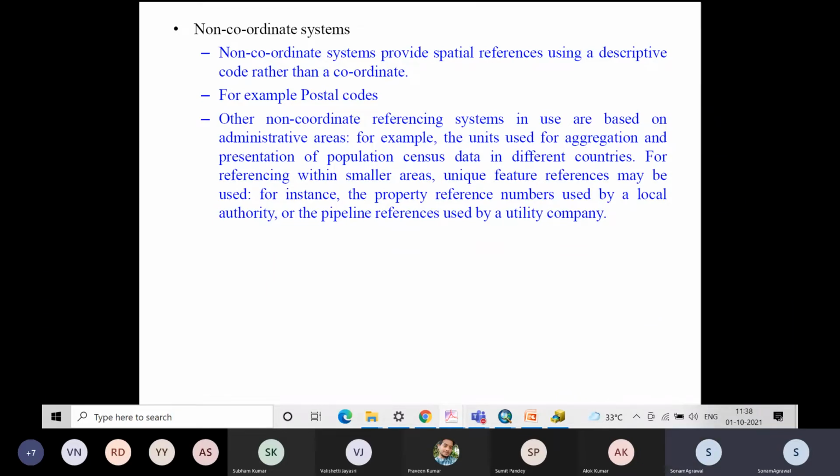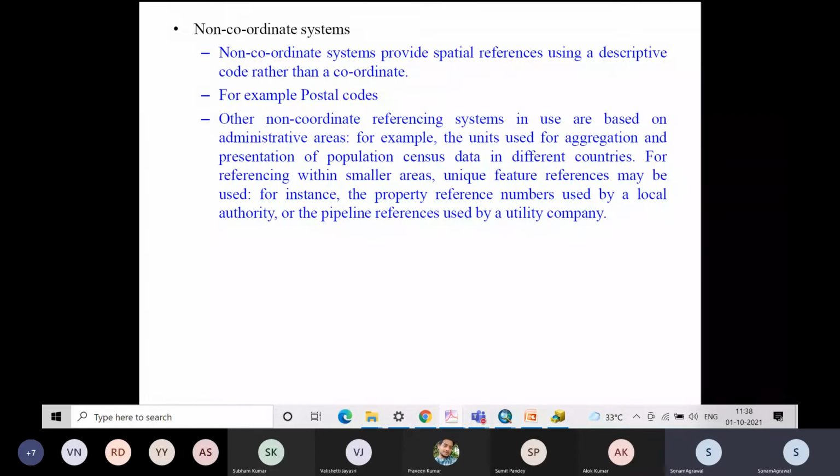Another example you can take is a cluster name, okay? Or there is some village, as mentioned in the next section, where there is a certain aggregation unit. Like in our country, the smallest aggregation unit is villages, or in the city area, it is the ward. So this is how we are aggregated. So when I am saying any name, again, it is a non-coordinate system.